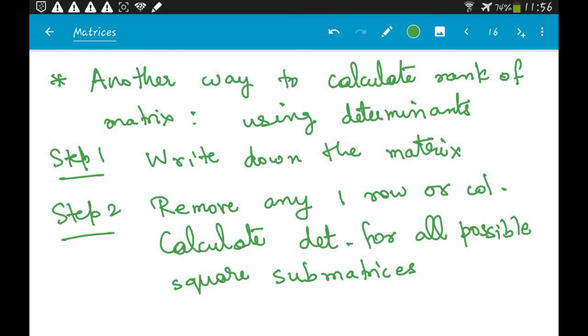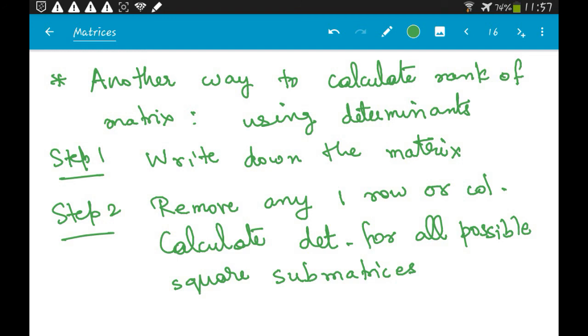Of course, if it's already a matrix of 2 by 2, then you can just calculate the determinant right away. If it's a square matrix of order 2, then you don't have to remove any row or column. You can just calculate the determinant of that matrix directly, and see if it is non-zero. But if you have a matrix of order 3 by 3 or more, then you have to remove any one row or column, and then you will get a submatrix. And you have to calculate the determinant for all such possible submatrices by removing the row and column.